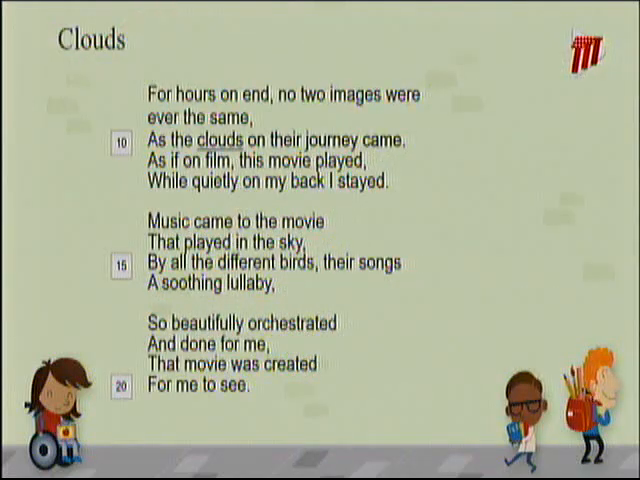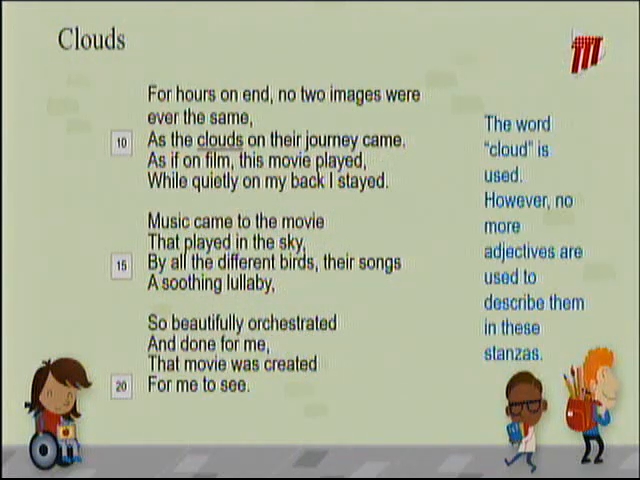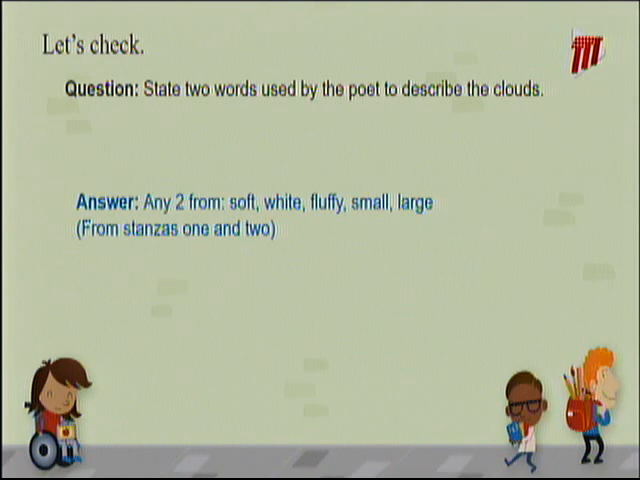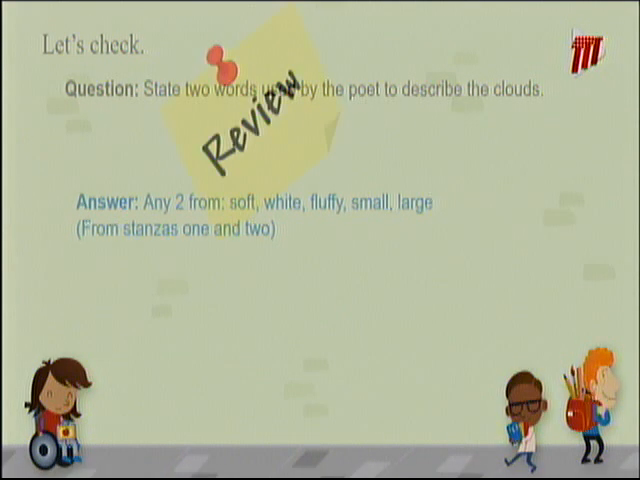In the rest of the poem, the word cloud is used. However, there are no more adjectives or describing words in these stanzas. Therefore, our answer to the question, state 2 words used by the poet to describe the clouds, would be any 2 from soft, white, fluffy, small, or large. These can be found in stanzas 1 and 2.